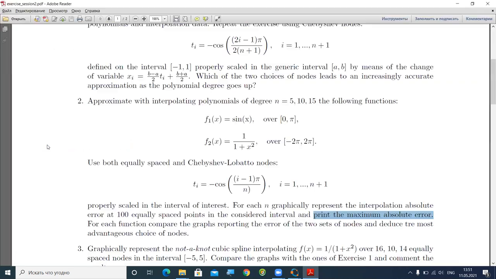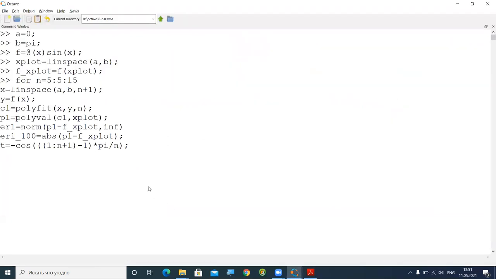And now we will consider Chebyshev-Lobato nodes in the interval a b. So we will define by this way from the previous exercise. So x equals b minus a over two times t plus b plus a over two. So these are Chebyshev-Lobato nodes in the interval a b. And now evaluate the function. Y is f of x. And then find the corresponding polynomial interpolation. Now it is C2, yes? Let's denote by C2. Then evaluate this polynomial. For this C2, we have now P2.